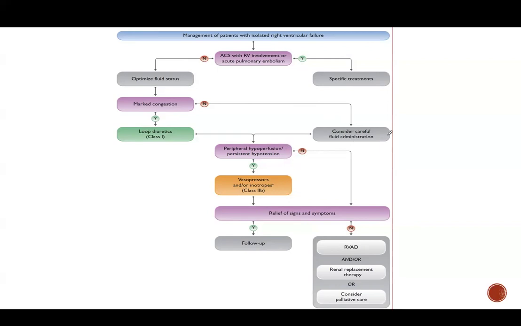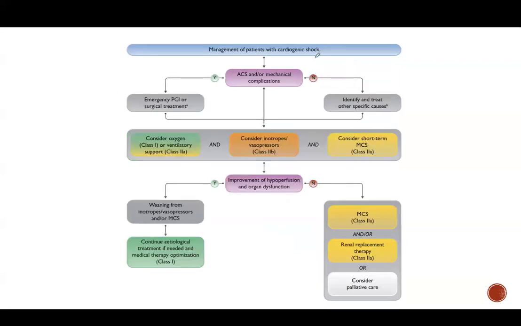consider careful fluid administration. After optimizing fluid status, if there is persistent hypoperfusion and persistent hypotension, then you consider vasopressors or inotropes. If the signs and symptoms are relieved, then you just do a follow-up. If it is not relieved, then you should consider a right ventricular assist device or renal replacement therapy, or consider palliative therapy.